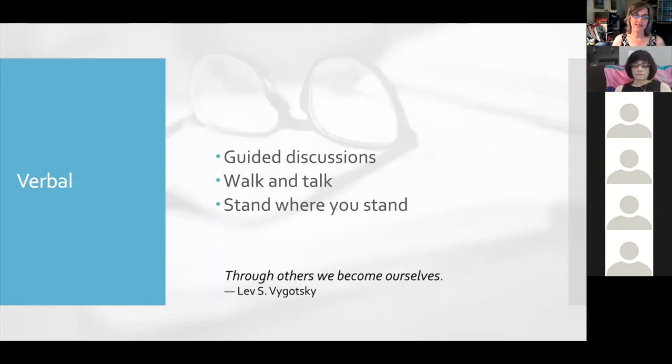Another thing that I've done is stand where you stand. So you give them a question and get them to move into a corner, and each corner will represent a different stance on that question. You can have them talk for a few minutes in those groups, those affinity groups, and then share with the other folks why they feel this way.